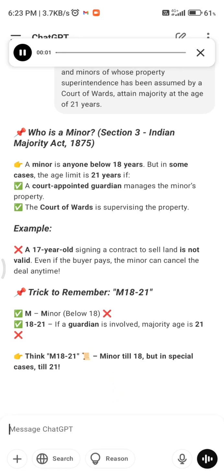Who is a minor? Section 3, Indian Majority Act, 1875. A minor is anyone below 18 years. But in some cases, the age limit is 21 years if a court-appointed guardian manages the minor's property, or the Court of Wards is supervising the property. Example: a 17-year-old signing a contract to sell land is not valid. Even if the buyer pays, the minor can cancel the deal anytime. Trick to remember: M, 18/21, or below 18. If a guardian is involved, majority age is 21.